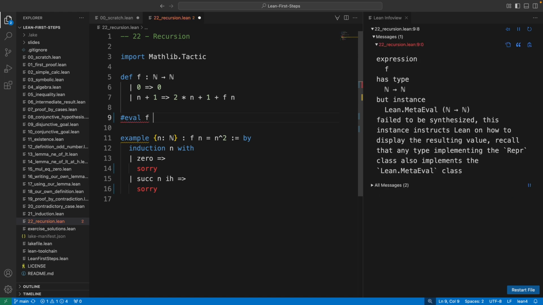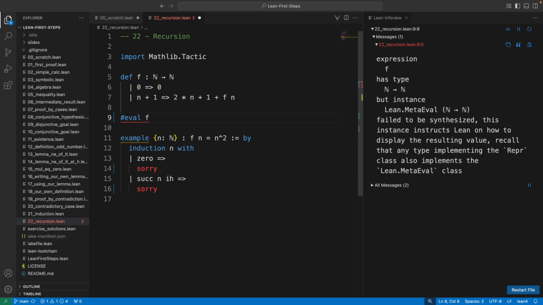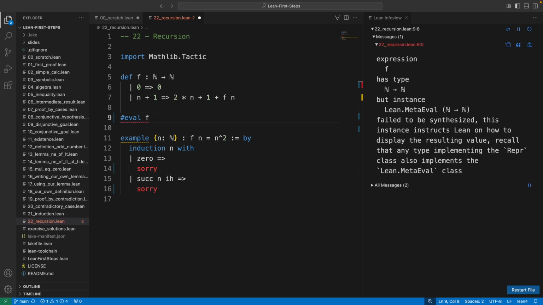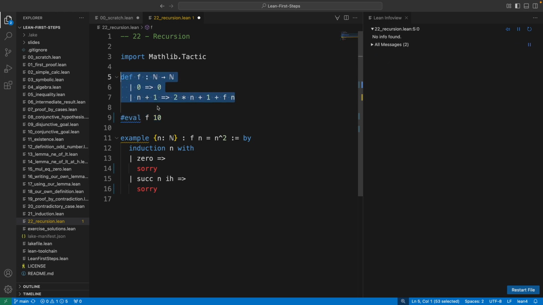So f applied to n, that's how you write fn. Well, we don't know what fn is, so f applied to 0, we know that's 0. f1 is 1, f2 is 4, we calculated that before. f3 is 9. Let's see, f10 should be 100 if that theory is correct. Yep, f10 is 100. So this is just checking that our function is behaving as we expect.